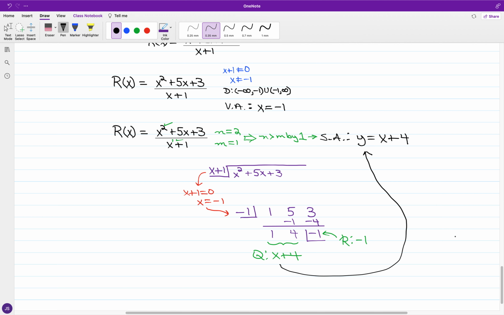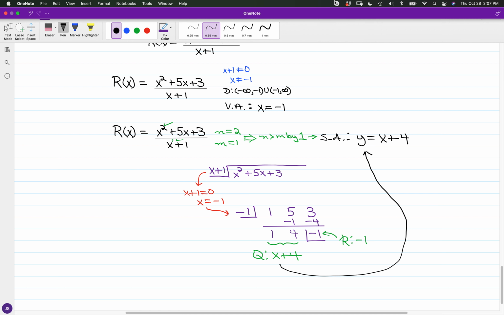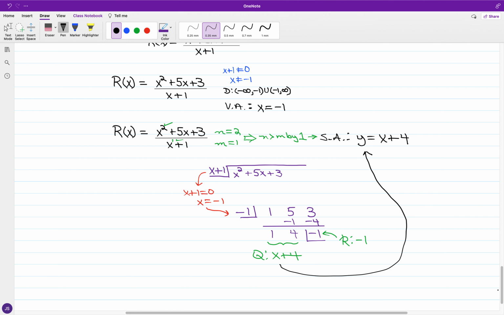All right. So we have two asymptotes: one vertical at x equal to negative 1, and a slant asymptote at y is equal to x plus 4.